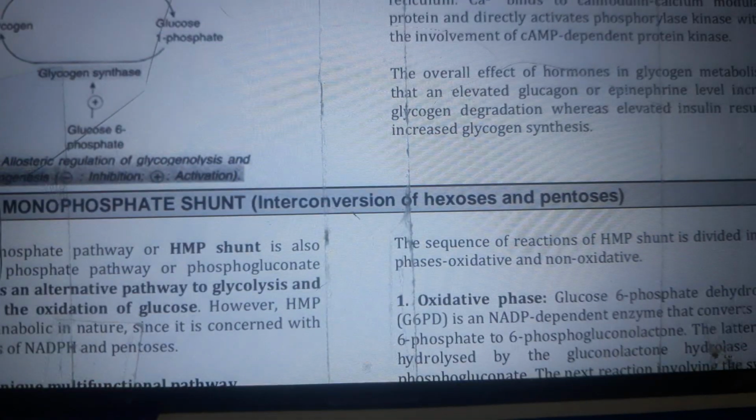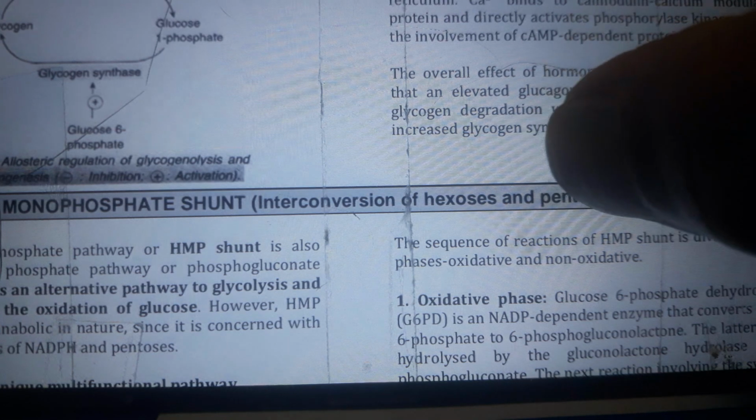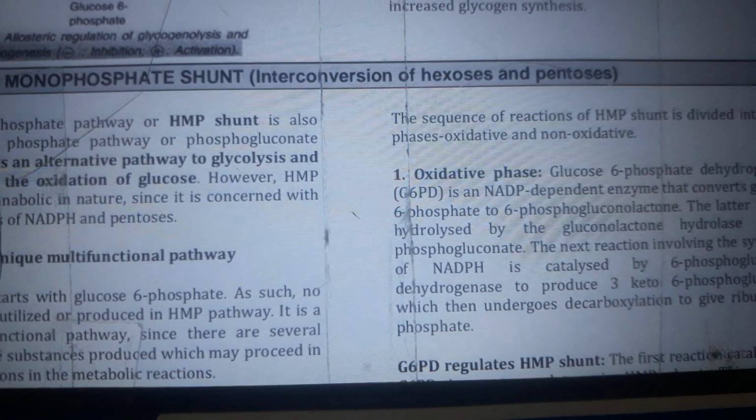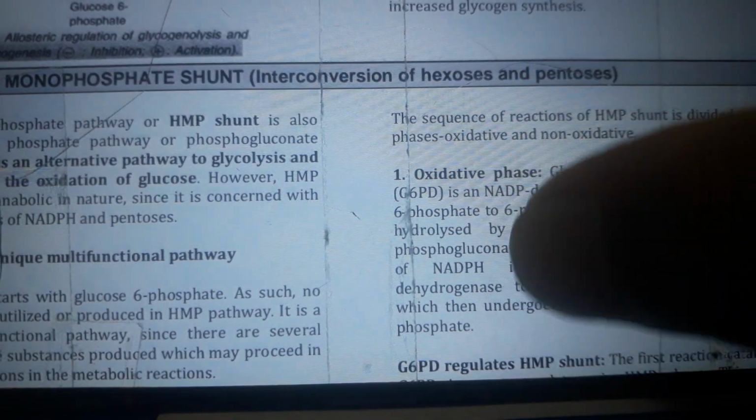Effect of Ca2+ ions on glycogenolysis. When the muscle contracts, Ca2+ ions are released from the sarcoplasmic reticulum. Ca2+ binds to calmodulin, calcium modulating protein, and directly activates phosphorylase kinase without the involvement of cAMP-dependent protein kinase. The overall effect of hormones in glycogen metabolism is that elevated glucagon and epinephrine levels increase glycogen degradation, whereas elevated insulin results in increased glycogen synthesis.